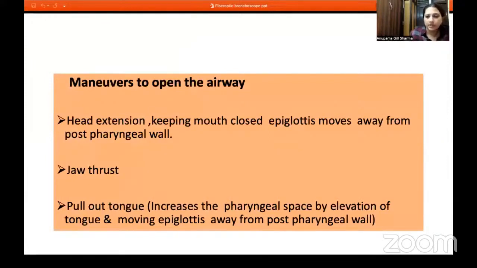The various maneuvers to open the airway, if one gets stuck while advancing the endotracheal tube: you can extend the head, keeping the mouth closed. This will move the epiglottis away from the posterior pharyngeal wall.